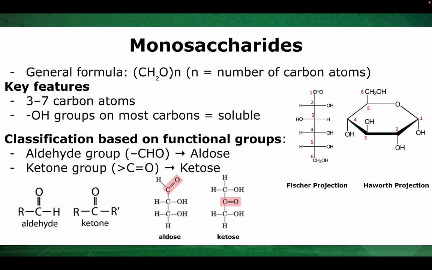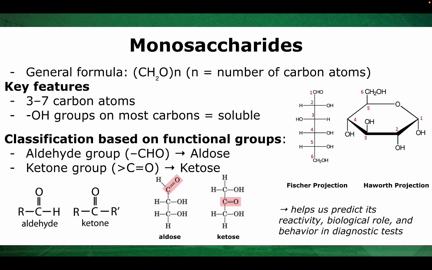it can form rings. So for example, ketoses often form 5-membered rings, or what we call a furanose, while aldoses usually form 6-membered rings, called a pyranose. So this influences how enzymes recognize and process them. This is important because it helps us predict reactivity, biological role, and behavior in diagnostic tests.